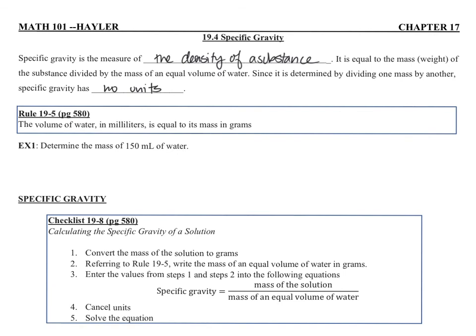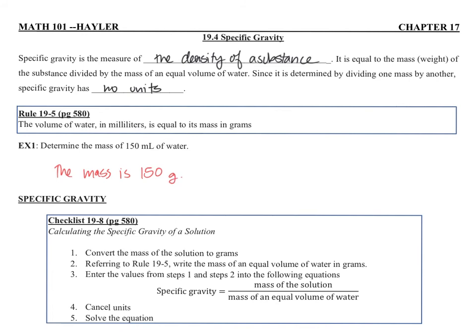Alright, let's look at rule 19.5. The volume of water in milliliters is equal to its mass in grams. Example 4: determine the mass of 150 milliliters of water. We know from the rule that the volume of water in milliliters is equal to its mass in grams, so 150 milliliters of water will just have 150 grams as its mass. Pretty straightforward.